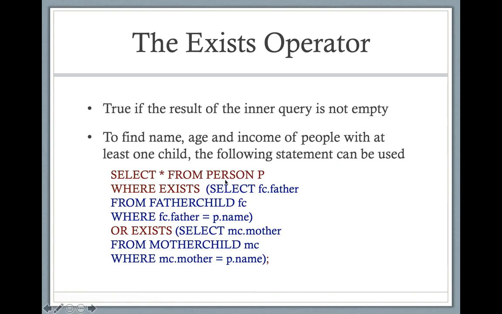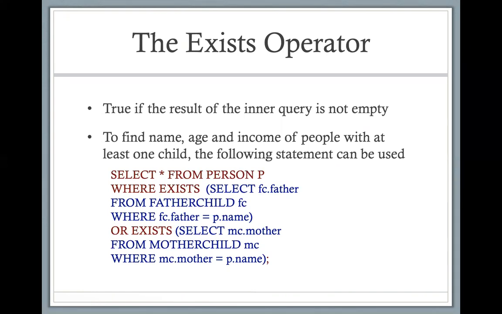So select star from person where exists select father from father child where father is equal to name. What does this mean? It means that I take every row in the outer query. So I have select asterisk from person. That will give me every person in the table.